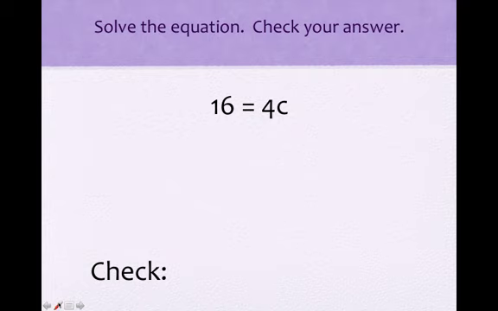Okay, so 16 equals 4 times c. Doesn't matter that it's on the other side of the equals sign. We do it the exact same way. So pause the slide for a sec and come on back. Okay, so we're dividing by 4 on both sides. So 4 equals c. And we're going to check: 16 equals 4 times 4. Indeed it does.